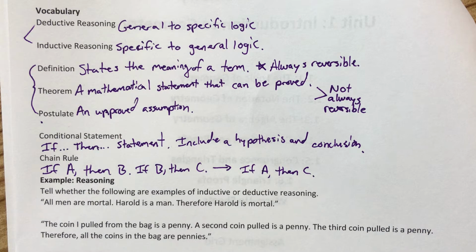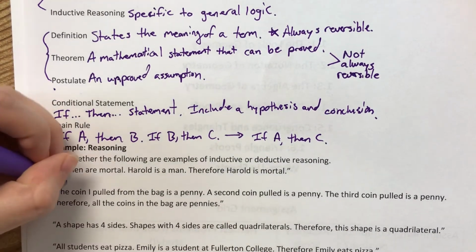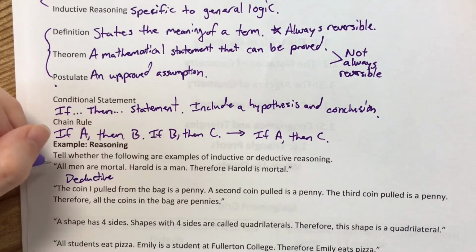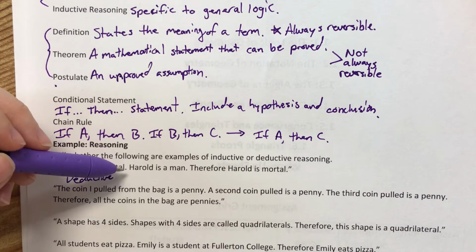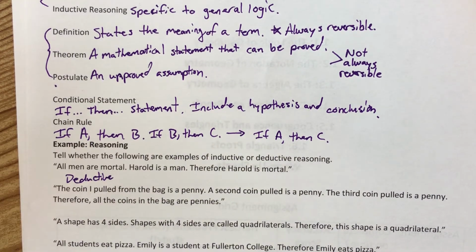So down here we're going to talk about reasoning. Tell whether the following examples are inductive or deductive reasoning. So all men are mortal. Harold is a man. Therefore, Harold is mortal. That is deductive. We're using a general case. All men are mortal. We're applying it to a specific case. Harold is a man. We're going to use that general reasoning to say, therefore, Harold is mortal.